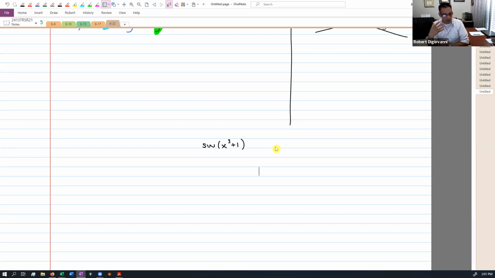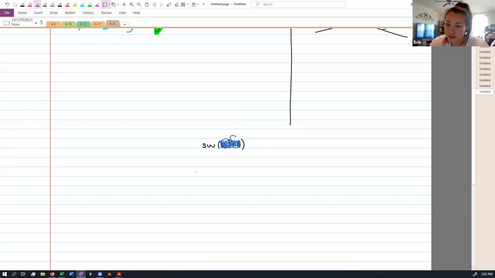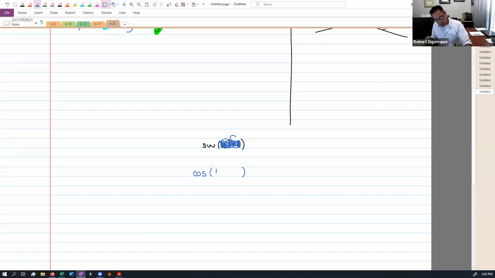The way I picture it in my mind, I look at it and I see the outer and inner function. I see the outer function sine, and the inner function x cubed plus 1. I mentally imagine that the inner function is a big blue blob in here. Then I say to myself, what is the derivative of sine of a blue blob? Cosine of the blue blob.